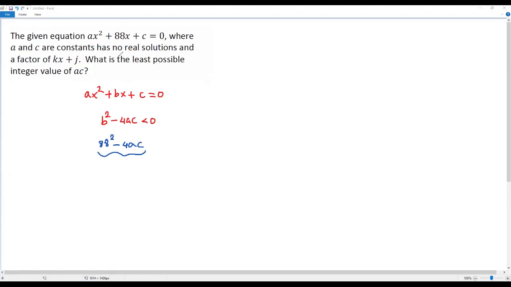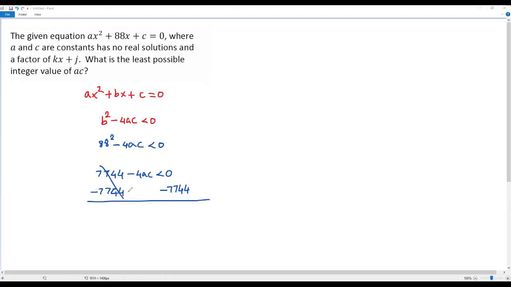Okay, since there is no real solution for this quadratic equation, the value of this discriminant will be less than 0. And the value of this 88² is 7744, so 7744 − 4ac < 0. Now let's solve for ac in this inequality. Let me subtract 7744 from both sides.